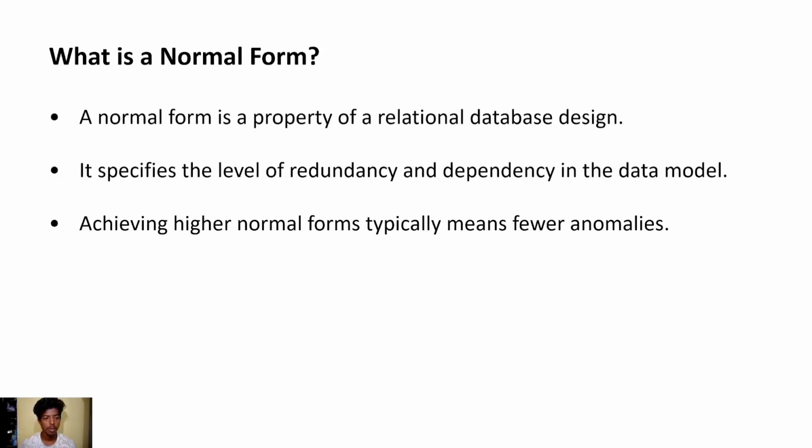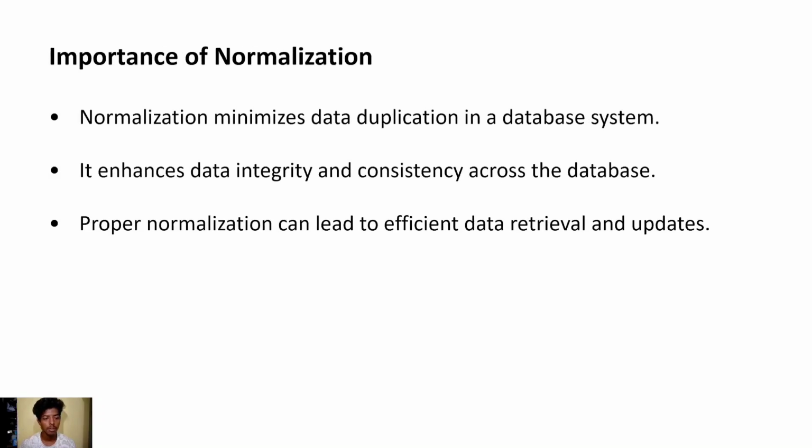What is normal form? Normal form is a property of relational database design. It specifies the level of redundancy and dependency in the data model. Achieving higher normal forms typically means fewer anomalies. Importance of normalization. Normalization minimizes data duplication and database management issues. It enhances data integrity and consistency across the database. Proper normalization can lead to efficient data retrieval and updates.